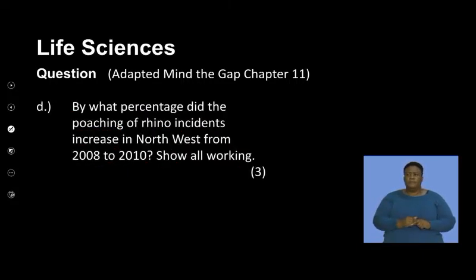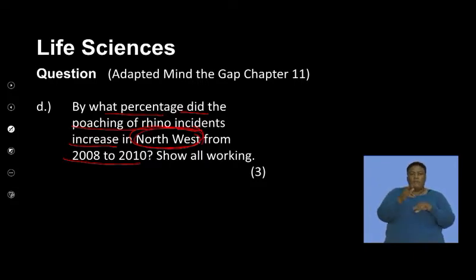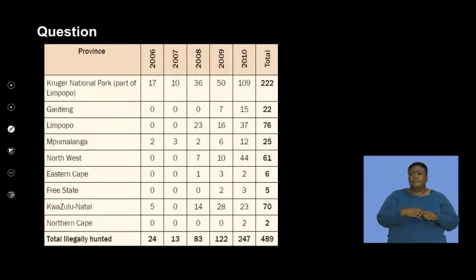Okay, by what percentage did the poaching of rhino incidences increase in the Northwest from 2008 to 2010? It's important that we identify in the question the province, and the question wants us to calculate the percentage. So let's look at the table, and we've got to look at the time period, which is 2008, for the province of Northwest. So we're looking at the Northwest province, from 2008 to 2010, and we've got to identify what the increase of these numbers is.